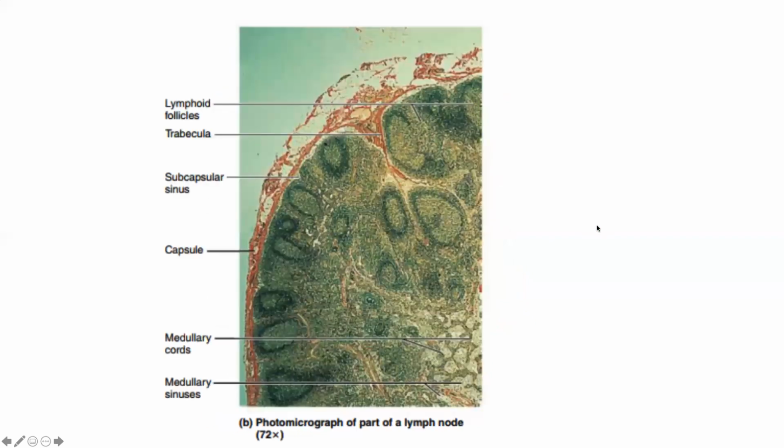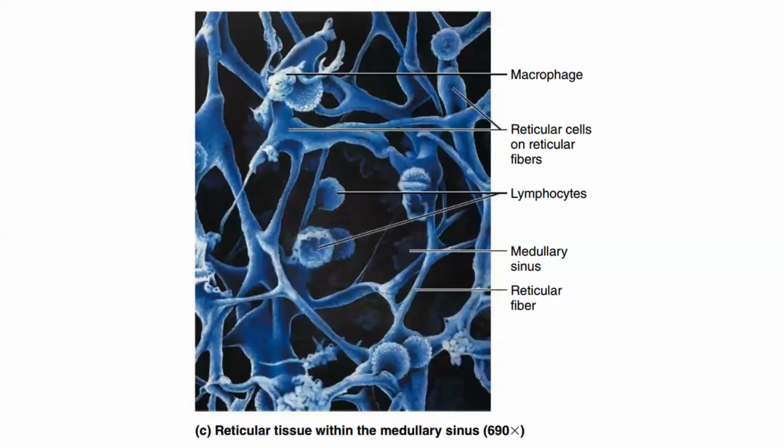So this is the photomicrograph of the lymph node. And now, as we can see here in the medullary sinus, we can see the lymphocytes inside the lymph node, and we can see the macrophages. These are cells from the immune system, and therefore we said the lymph node is the intersection between the lymphatic system and the immune system.